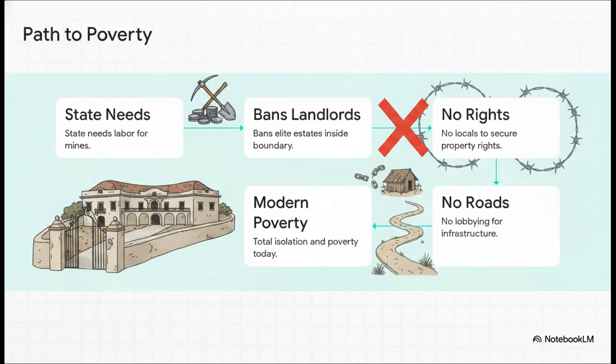Let's map out this mind-bending logic. Step 1, the Spanish state desperately needs labor for its mines. Step 2, they ban elites, private estates, haciendas, because landlords would compete for that labor. Step 3, the peasants are left totally defenseless. Step 4, no powerful locals around to lobby for roads or property rights. And Step 5, total modern isolation.